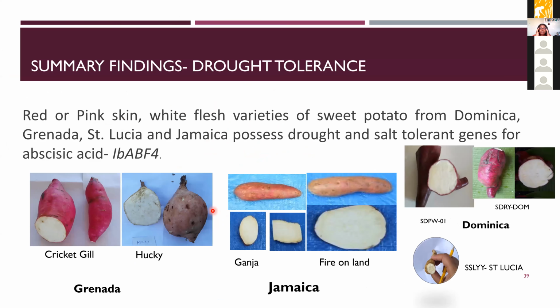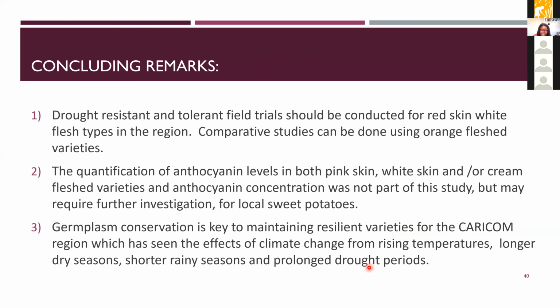And so in summary, with other drought tolerance genes, we have one outlier from St. Lucia here, and this can be looked at further. We also know that the yellow types, the yellow flesh varieties, do not have these genes. So the take-home message is that drought-resistant and tolerant field trials should therefore be conducted for our red skin, white flesh types in the region.